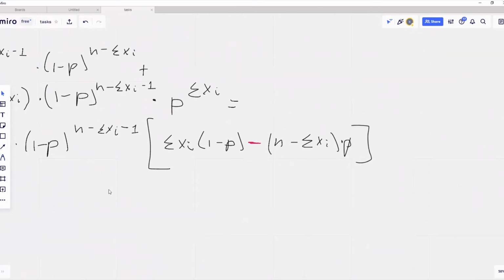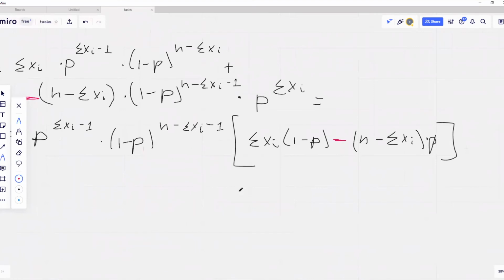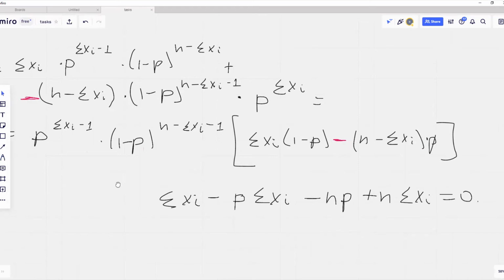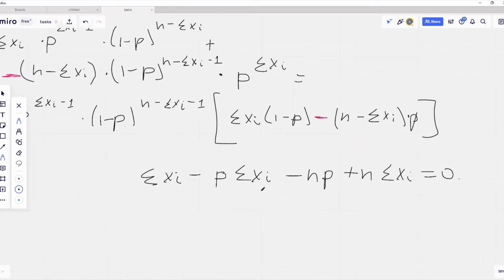Okay, now let's solve this equation for p. Let's find the root of this. We'll have sum of xi's minus p times sum of xi's minus np plus p times sum of xi's, equate that to 0. So we'll have minus np, that should be p multiplied by xi, right? Okay, so those two terms will cancel out, and then p is equal to sum of xi's over n.